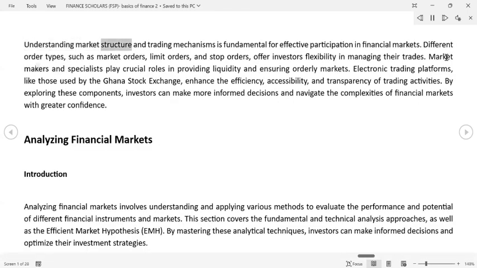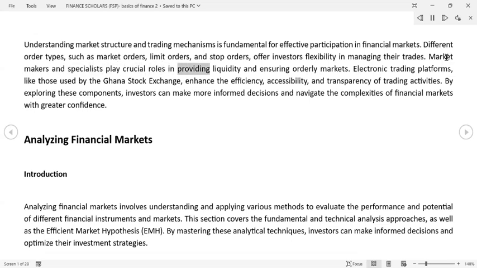Summary: understanding market structure and trading mechanisms is fundamental for effective participation in financial markets. Different order types, such as market orders, limit orders, and stop orders, offer investors flexibility in managing their trades.